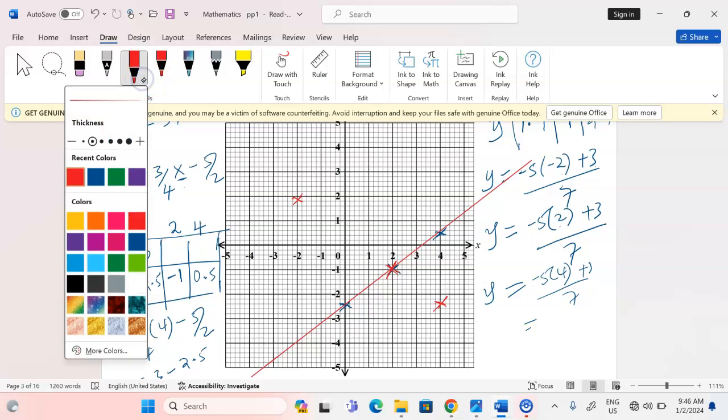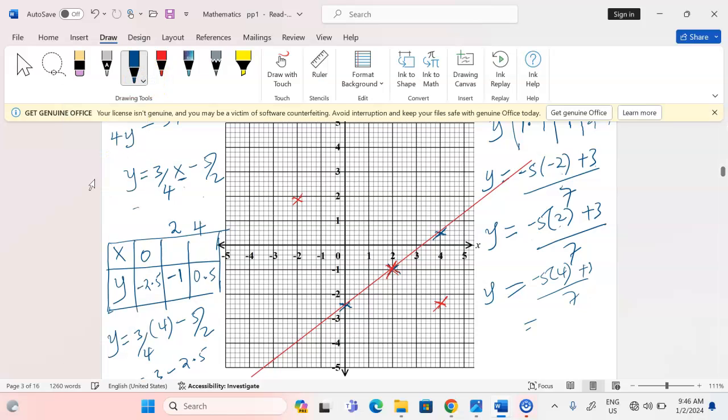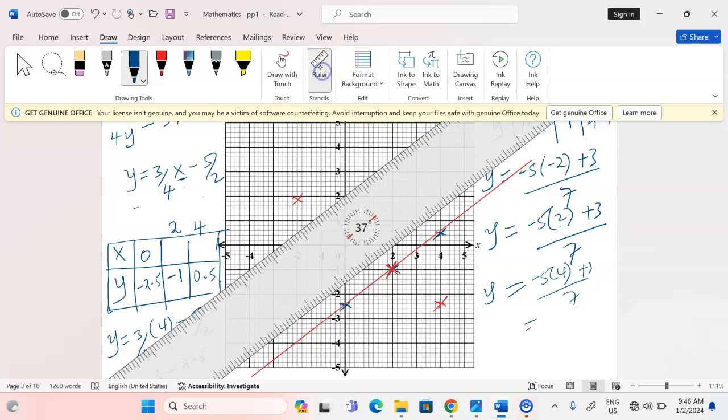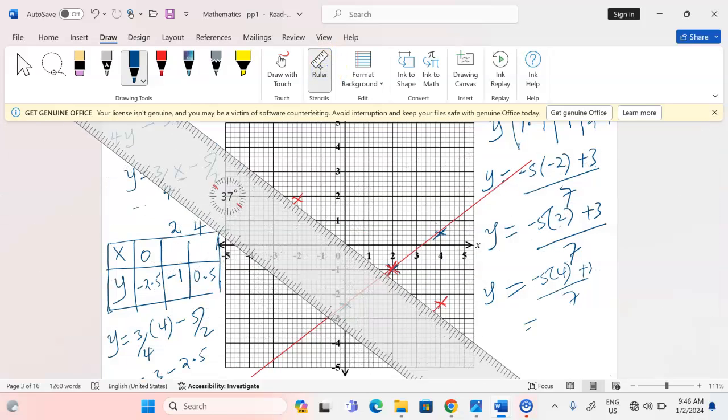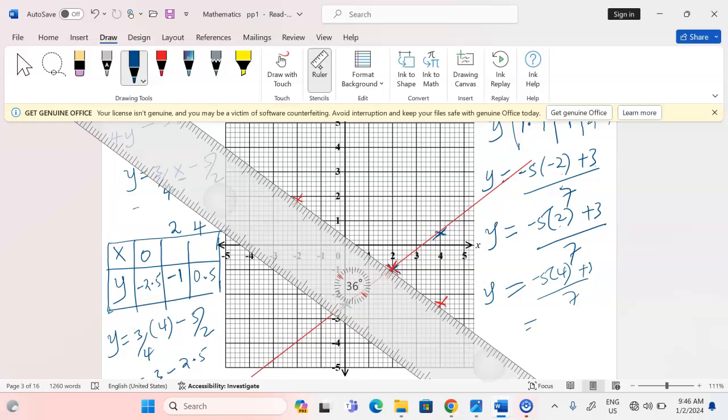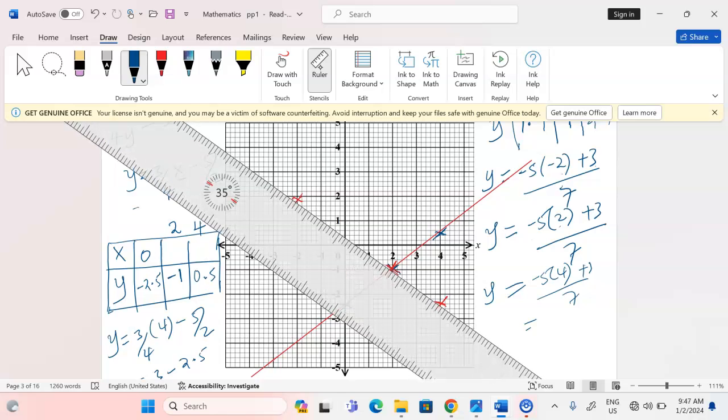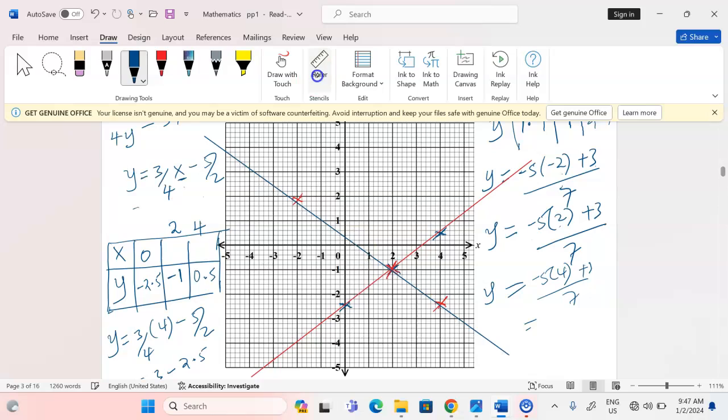So we can do our graph now, whereby I'll use a different color from the coordinates. Then I pick my ruler. So I'm going to have, yes, that is where I'm going to have the line. So we have the two lines here.